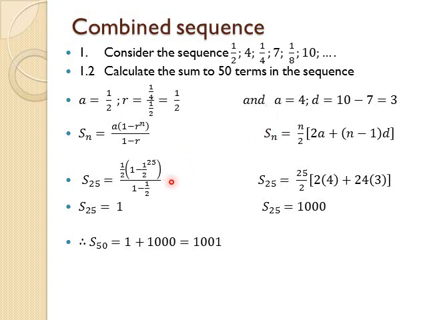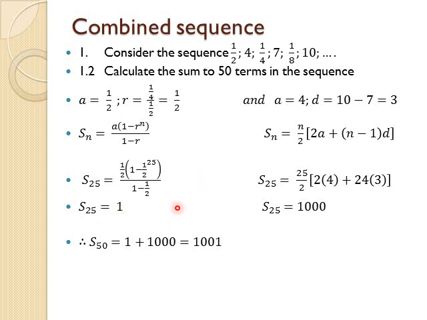That side there, Sn equals n/2 times 2a plus n minus 1 times d. Again, I have 25 terms, so 25/2. A is 4, d equals 3, and 25 minus 1 would give me 24. So sum to 25 terms, 1,000, and the geometric sum to 25 terms, 1.